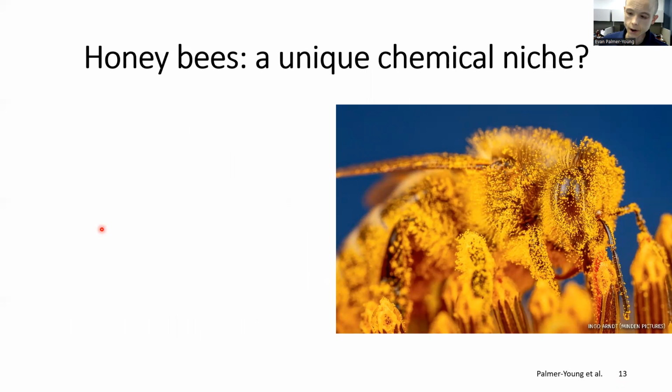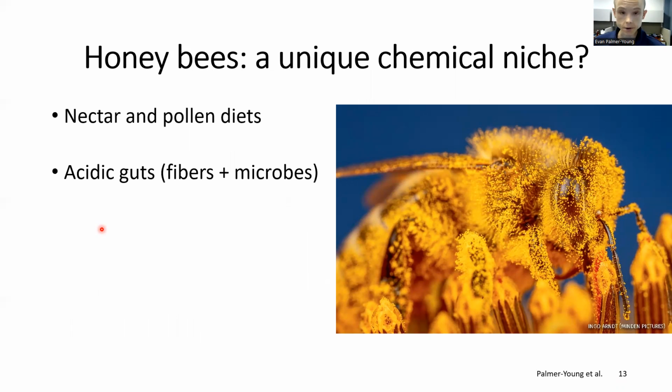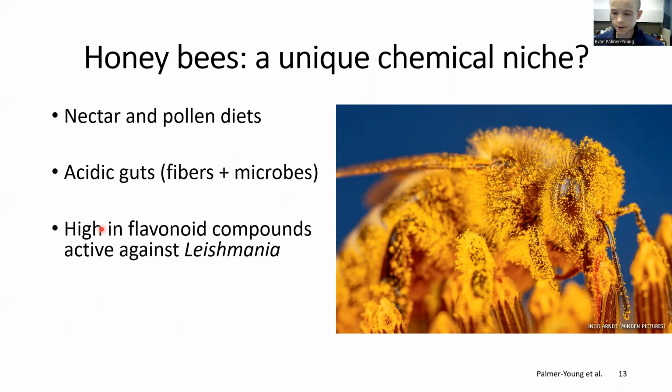Second, the nectar and pollen-based diets of honeybees and fermentation of these materials by their intestinal bacteria result in a gut environment that is acidic and rich in nectar and pollen-derived phytochemicals, most notably flavonoids, which are strong inhibitors of Leishmania. These acids and phytochemicals may pose additional challenges for gut parasites.